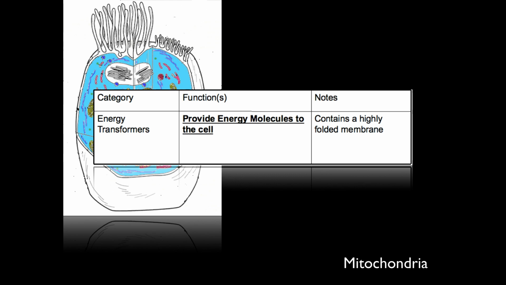Also, this is not a difference between plant and animal cells. Both plant and animal cells have mitochondria. The mitochondria do the same thing, convert carbohydrates to ATP.